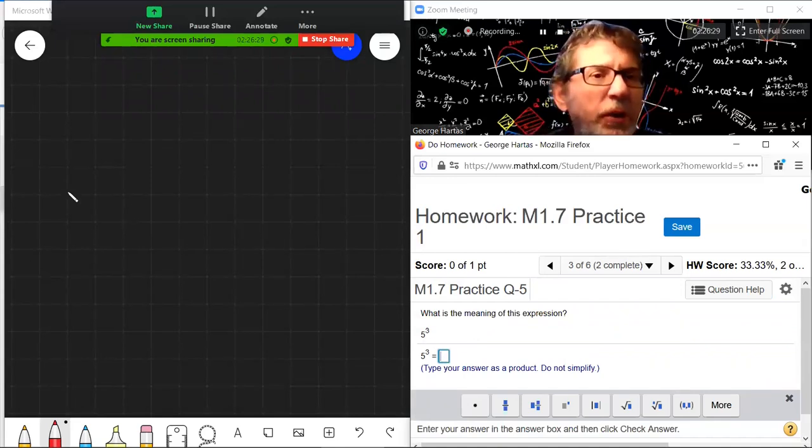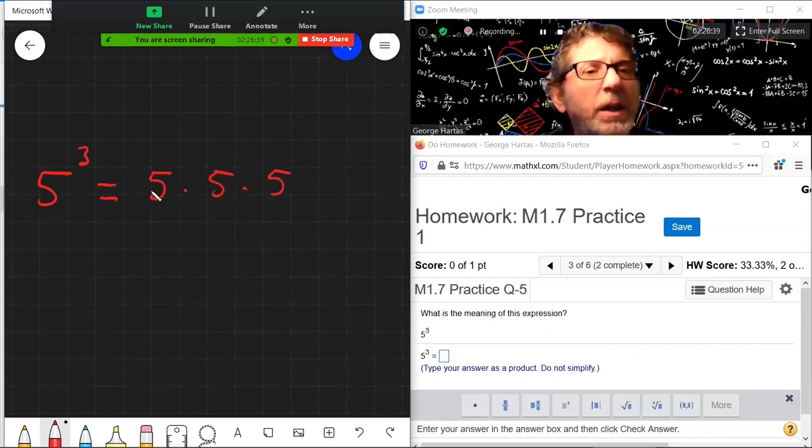Well, 5 to the third power has the same meaning as 5 times 5 times 5. This and this is the same thing. Now, they didn't say to simplify, so don't show 5 times 5 times 5, which is 125. Don't show that. They just want you to show the meaning of this expression.